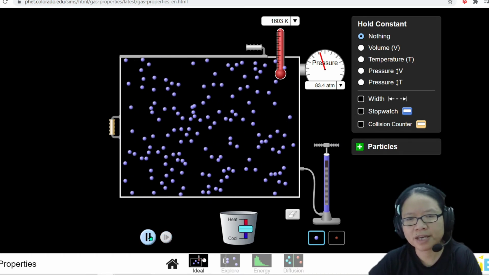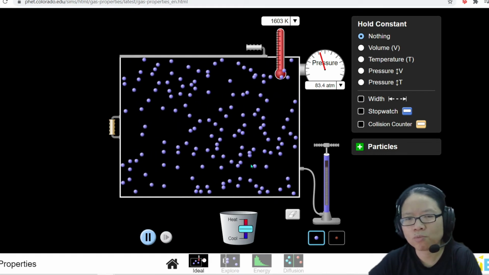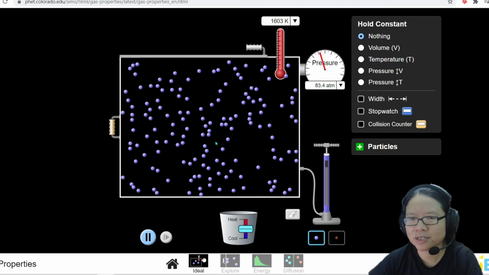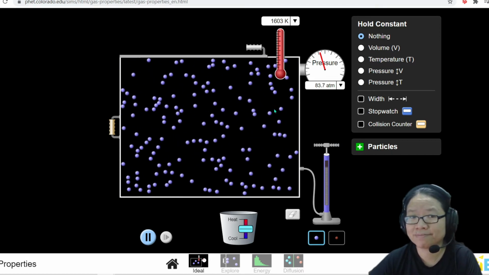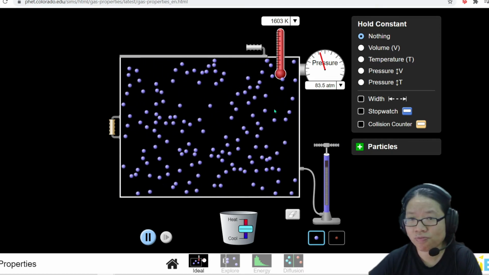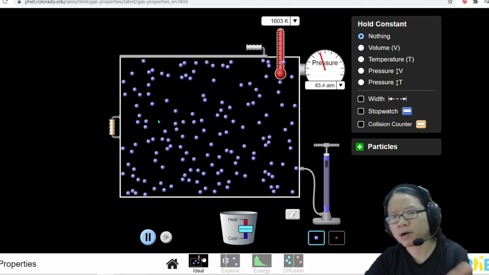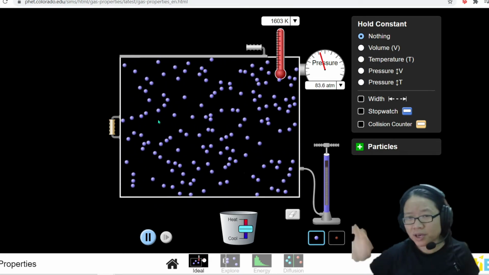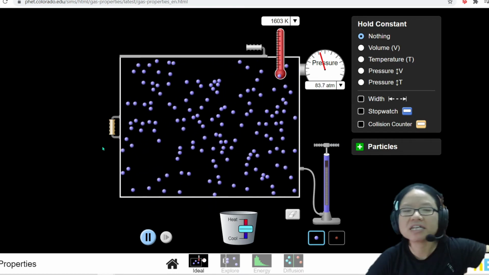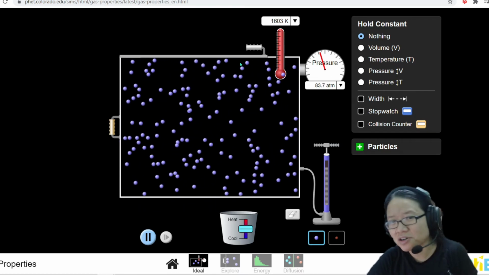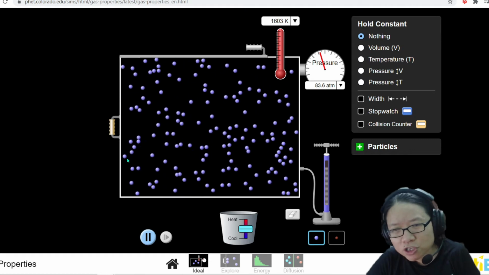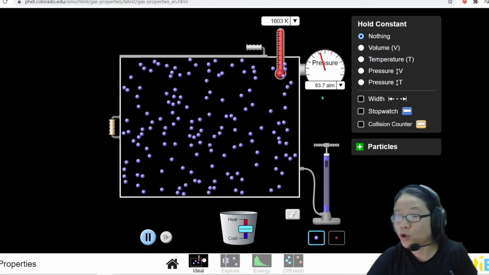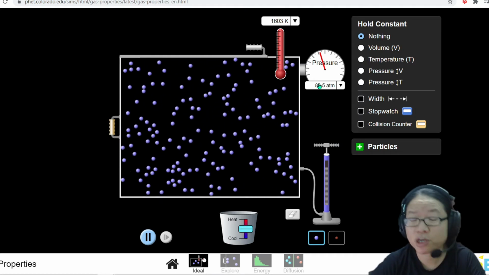If I press play, you will see that the particles are all moving randomly, colliding with each other and the walls of the container. I want you to think about when a gas particle collides with the wall of the container, because we have billions and billions, the Avogadro constant, of gas particles. Every collision will exert a force on the walls of the container, and that is what creates gas pressure, right?